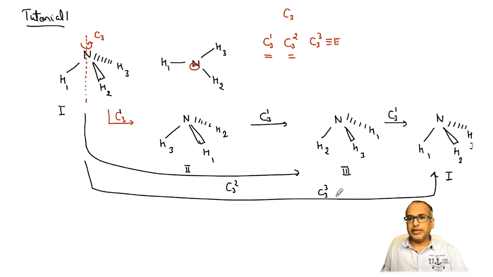Let me call it the fourth. The fourth is an identical configuration to one. So I would say that C3 cube is equivalent to doing nothing, that is, the identity operation. If we list the operations from C3, these will be C3 and C3 square, which are independent operations, and C3 cube will not be an independent operation. It will be equal to identity.